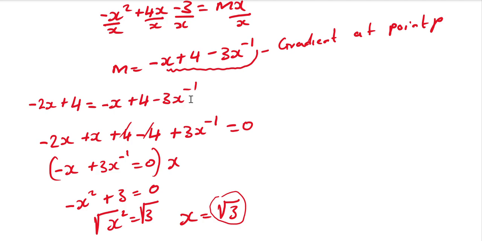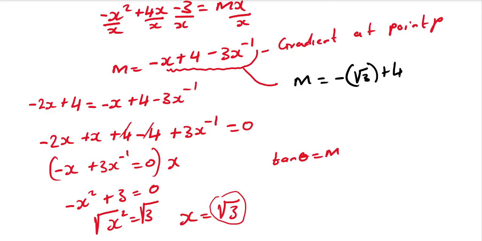Since we have x equals square root of 3, we don't forget that we are looking for theta here. What do we know about theta? We know that tan theta is equal to our m. So let's take this x and substitute it here in this m, so that we can find the value of m. The value of m is equal to negative square root of 3 plus 4 minus 3 over square root of 3, minus 1. Do you get me? So here, let's punch in the calculator.